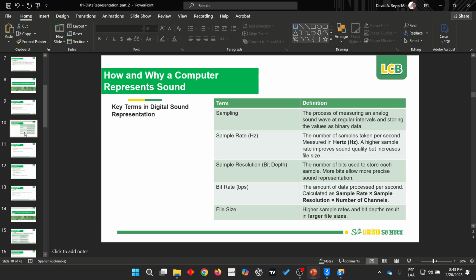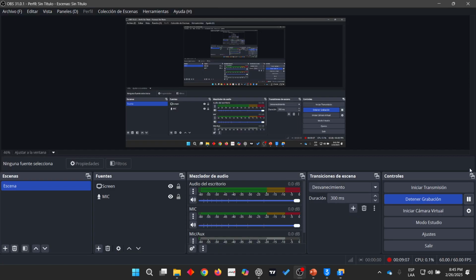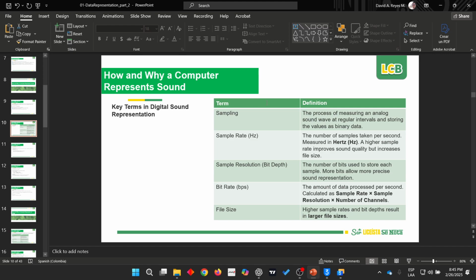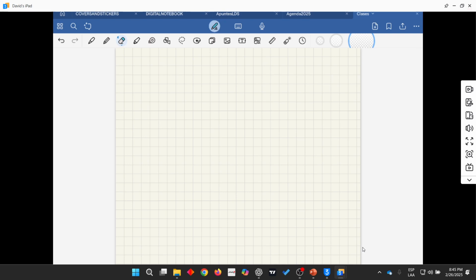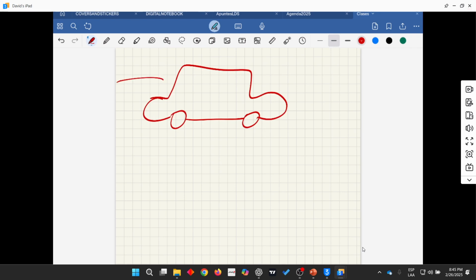Now, let's continue here. Okay, those are the terms that we use when talking about sounds. So let me in this moment show you something. So, what is sampling? I'm going to give you an example here. Let's suppose this is a car and the car is moving, okay?